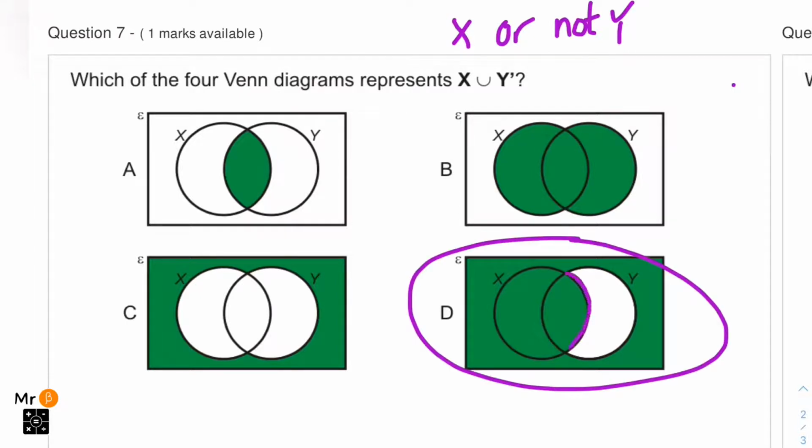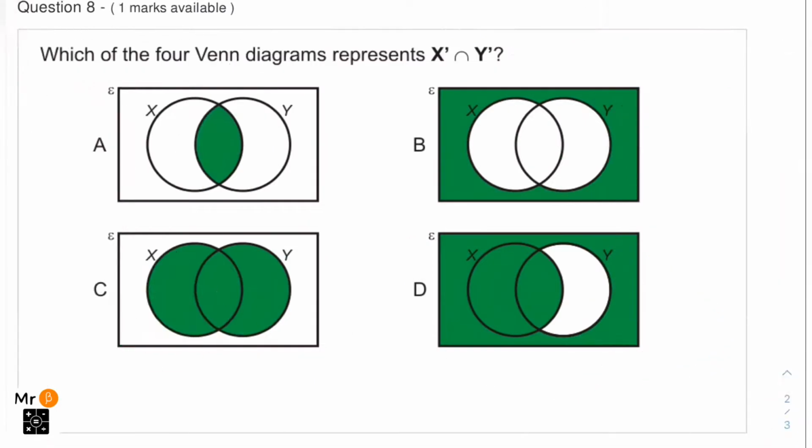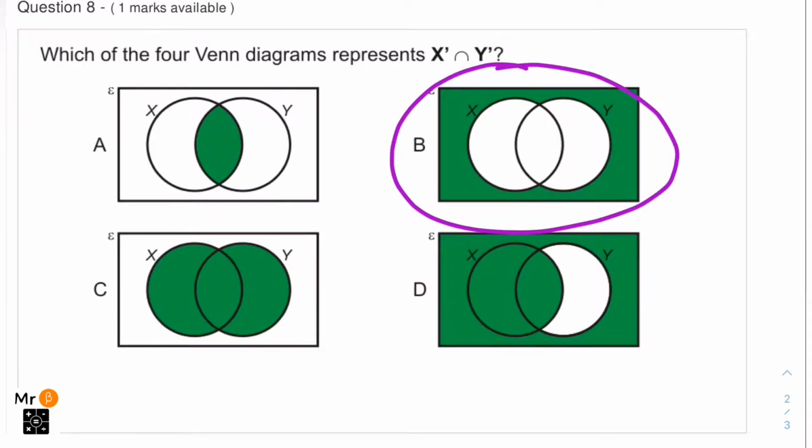So that's everything other than this part of Y, because that means this part is in X and the rest is not Y. Question 8 tells us it's not in X and it's not in Y. So that must be our diagram B. It's everything shaded except for the 2 circles.